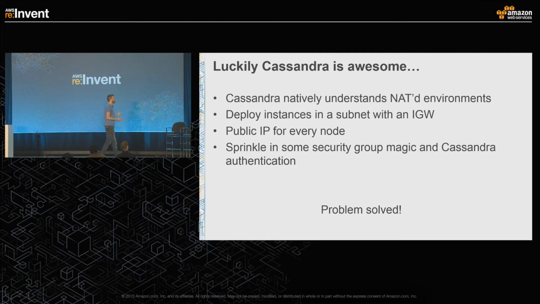So what that means for us is we can deploy instances into a subnet within the VPC with its own internet gateway. We then give a public IP address to every node. You sprinkle in a little bit of security group magic and Cassandra authentication to make sure it's all protected. And you've got something running in a VPC that's very similar to what you were doing with Cassandra and EC2 Classic. Problem solved, right?